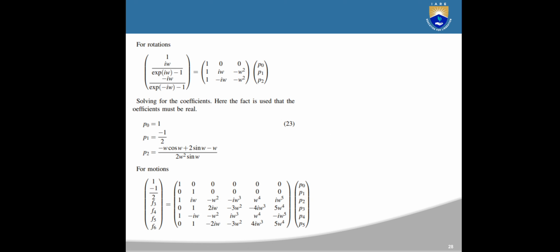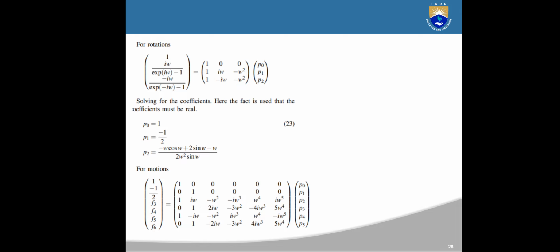So for example, for rotations, consider the following matrix. Here solving for the matrix equation, we get coefficients p0 is equal to 1, p1 is equal to minus 1 by 2, p2 is equal to minus omega cos omega plus 2 sin omega minus omega by 2 omega square sin omega.